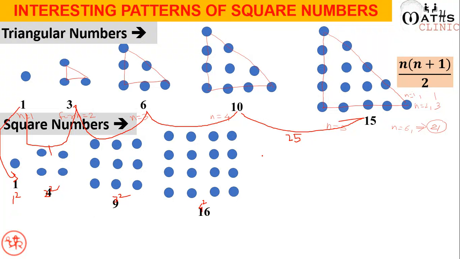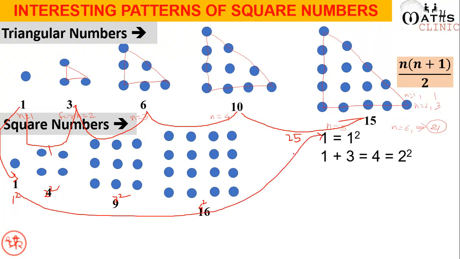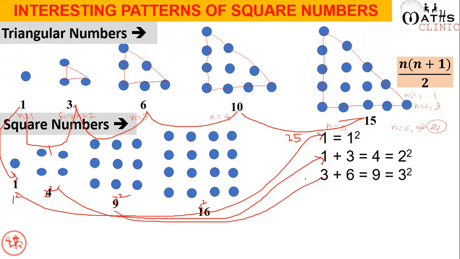Now 1 is 1 square, as we have seen. 1 is 1 square. Look here. This is 1 square. Okay. Then look here. 1 plus 3 is equal to 4. That is 2 square. We already discussed this. Then 3 plus 6 is 9. So it is 3 square. Okay. Then 6 plus 10 is 16. So that is 4 square.